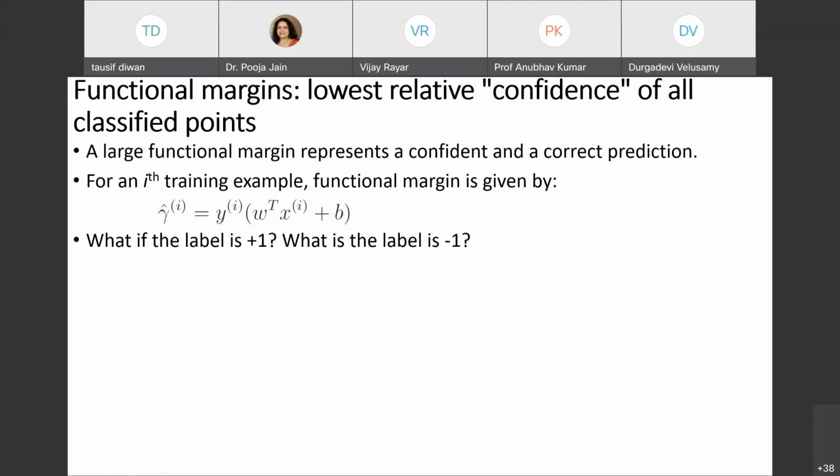Let me put one question: how can you define when the classification is correct? How can you identify when the classification is correct? When this entire expression, yi multiplied by W transpose xi plus b, is greater than 0, can we say that the classification is correct? Or we can say that the classification is correct for the class 1 category.